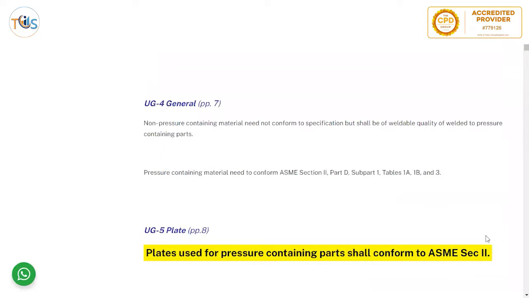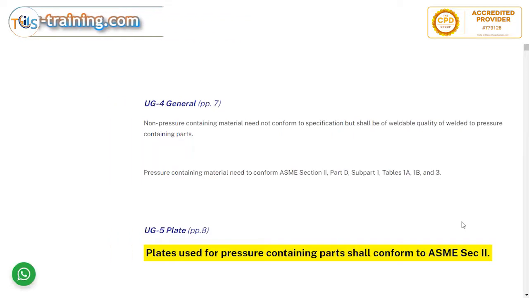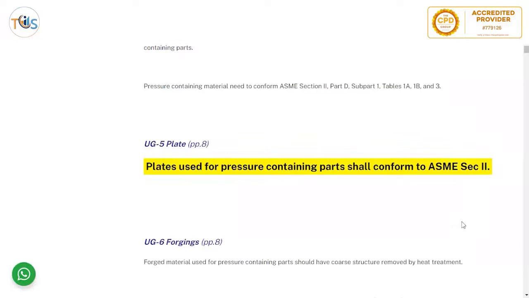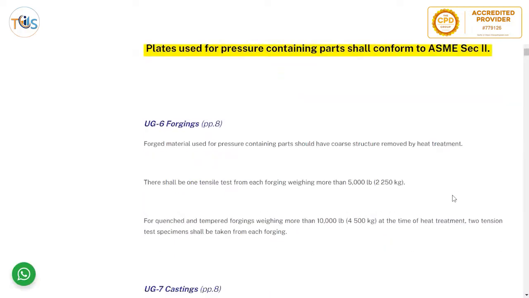UG for general. This is on page 7 of ASME Section 8 Division 1. Non-pressure containing material need not conform to a specification but shall be of weldable quality if welded to the pressure containing parts. Pressure containing material needs to conform to ASME Section 2, Part D, Subpart 1, Tables 1A, 1B, and 3. UG 5, plates used for pressure containing parts shall conform to ASME Section 2, which is for the materials.